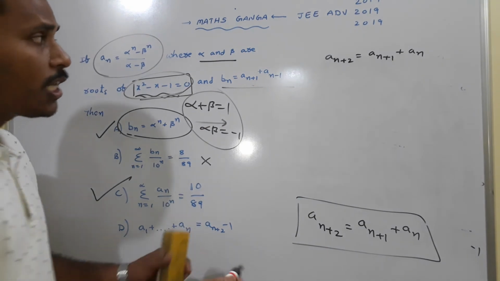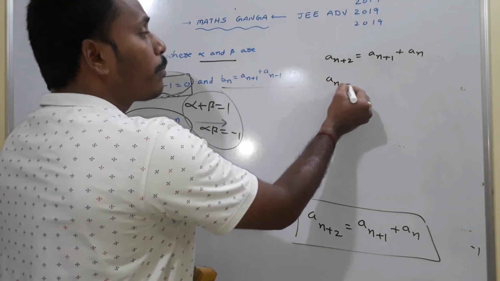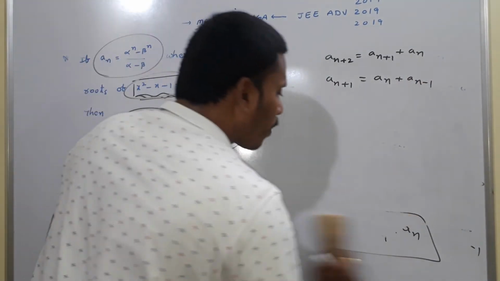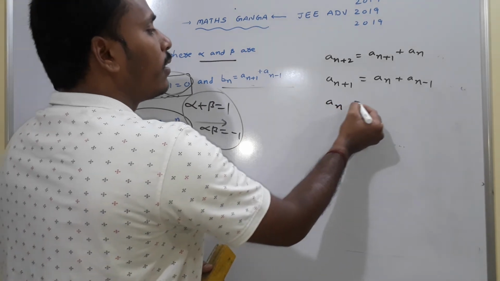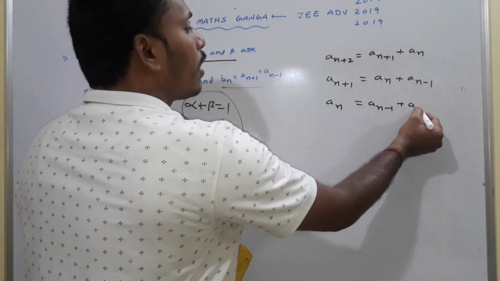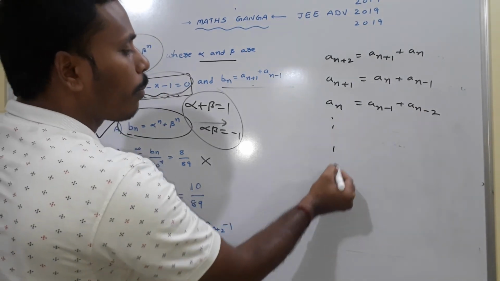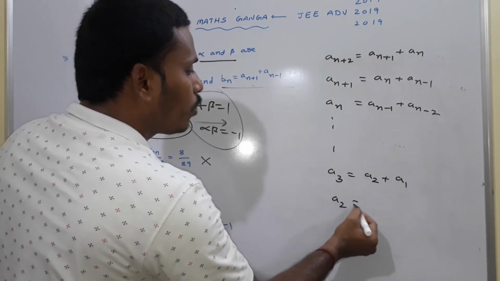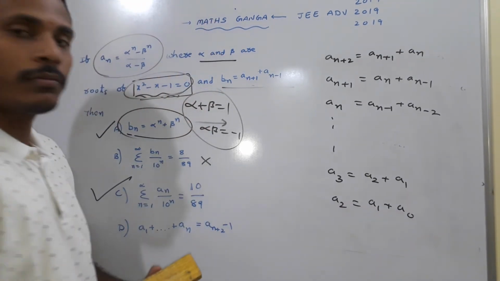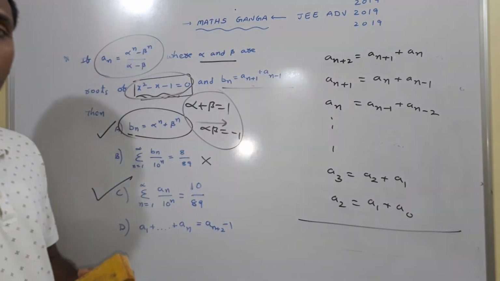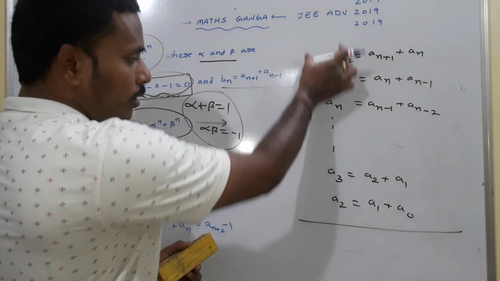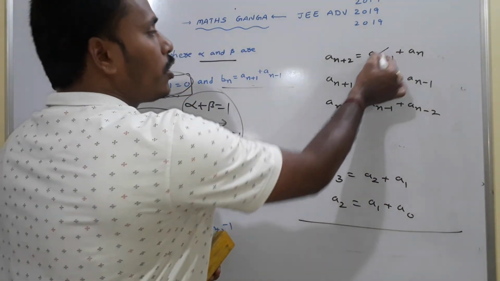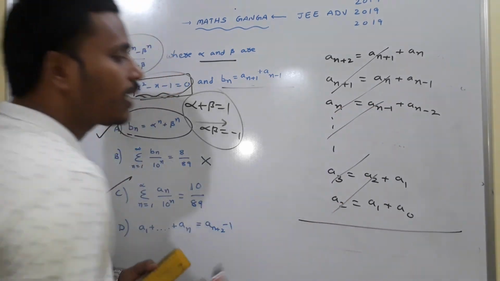Is it clear? If we apply the similar statement for a n plus 1, then it will become a n plus a n minus 1. And if you apply the similar statement for the next thing, that is a n, I have a n minus 1 plus a n minus 2. Like this, if you apply, I have that a3 is equal to a2 plus a1 and a2 is equal to a1 plus a0. And if you add all these terms, this is the left hand side and the sum of all these values is the right hand side, and if you compare these, the common terms will get cancelled.